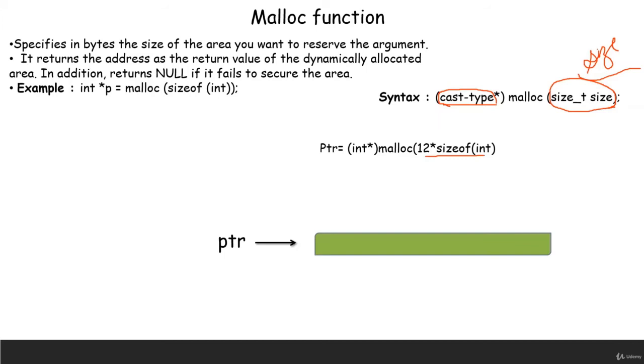What is sizeof(int)? It is 4. Size of int is 4. So 12 times 4 is 48. So a block of 48 bytes is dynamically allocated to the pointer.